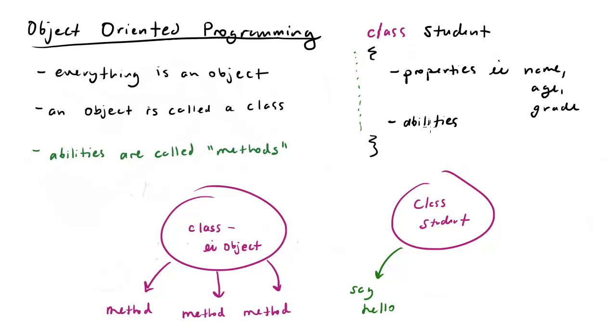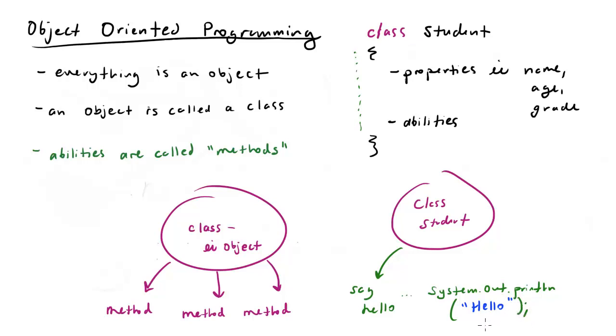And you could say something like, student, say hello. And then maybe you define it so that when I say hello, the output is system.out.println. I'll even do this in blue since it's a string. Hello. Right? So when I tell the student to say hello, the student will print out hello.